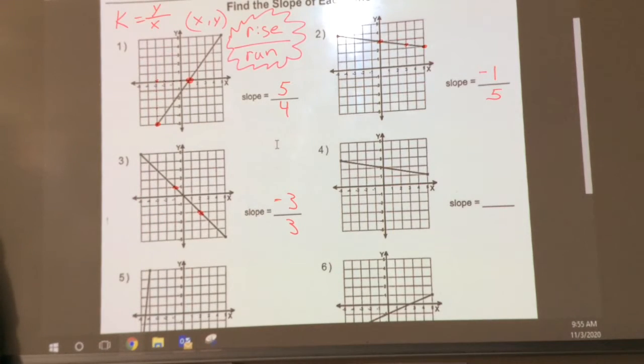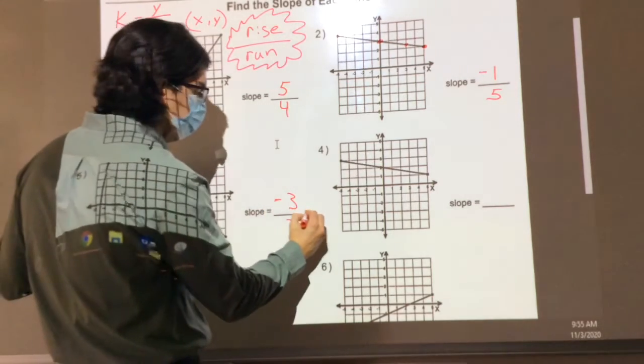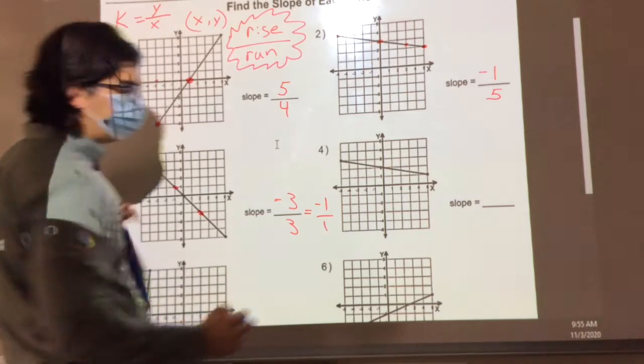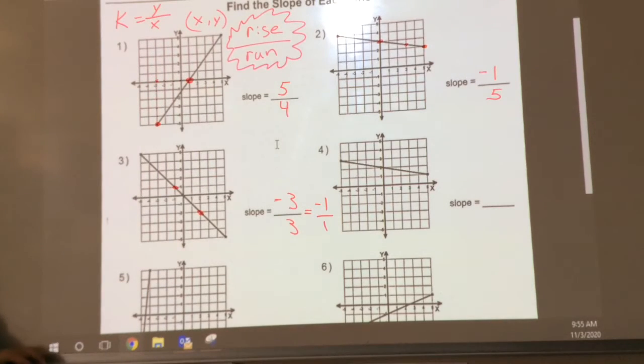But hear me out on this. We always have to simplify. What can I simplify negative 3 over 3 to? 1 over 1. Negative 1 over 1. You guys with me on that?